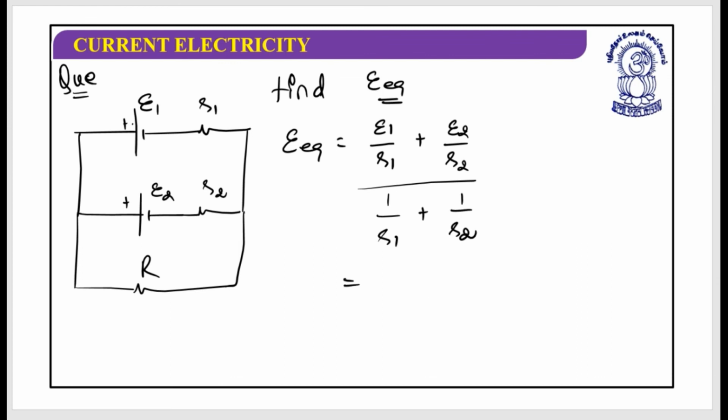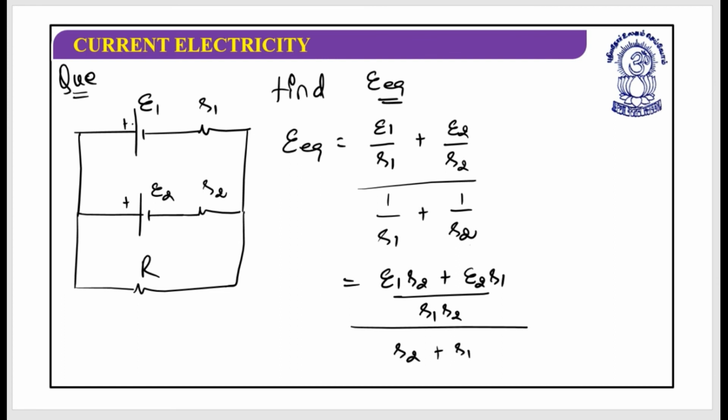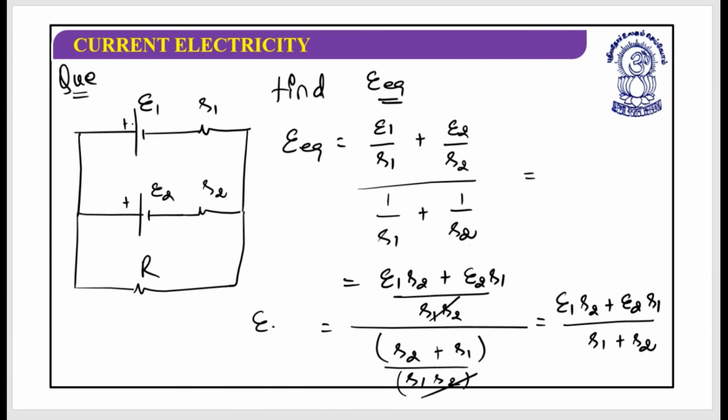So if I try to solve this, it's E1 R2 plus E2 R1 divided by R1 R2, divided by R2 plus R1 divided by R1 R2. So these would be cancelled out, and this E equivalent will be E1 R2 plus E2 R1 divided by R1 plus R2. This is the E equivalent. You can remember this because this will make your task much faster.